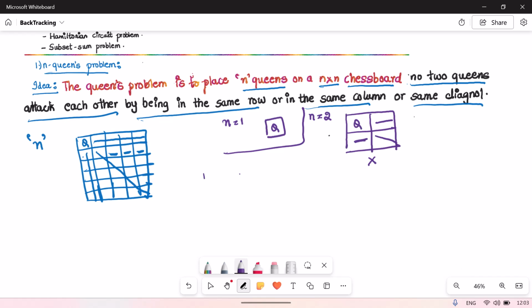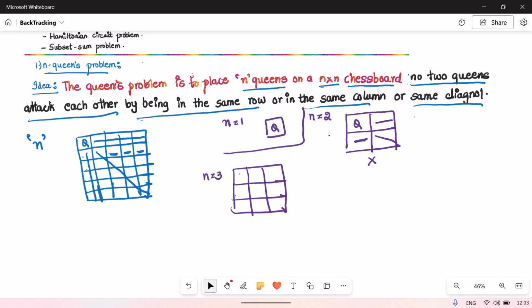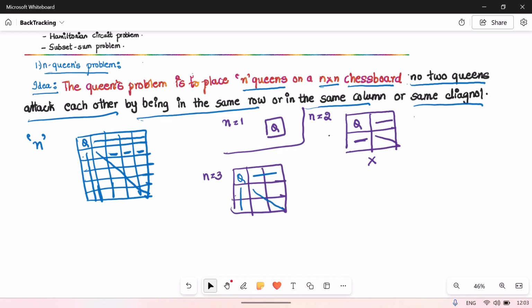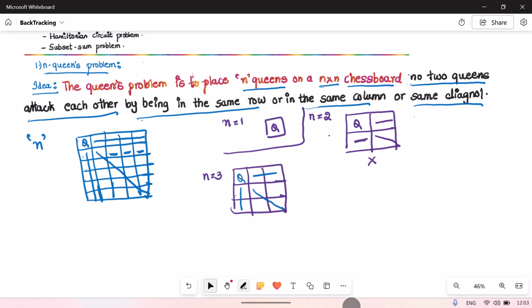Next, let's see when n is equal to 3. N is equal to 3. So 3 rows and 3 columns. Now let us try to place the queens. Okay, so the first queen will go here. We'll eliminate the possibilities of not placing. So here no queen can be placed, same row, same column, same diagonal. Correct? So where will the next queen be going? You have to place it row by row. Remember, you have to place it row by row. So the next queen will go here.